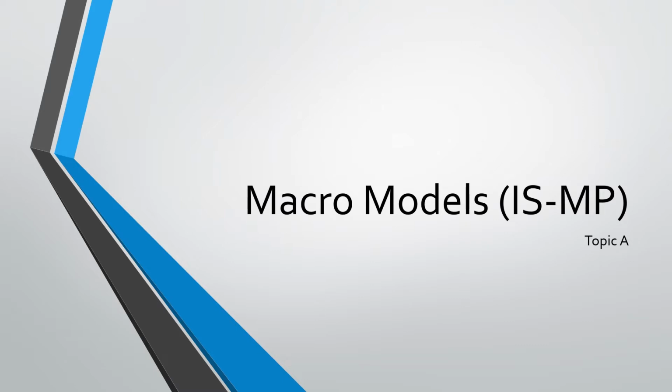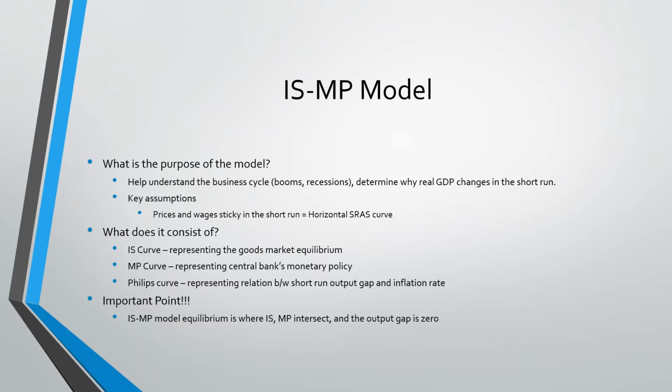Hey guys, we're going to be covering some macroeconomic models today, specifically the IS-MP model, topic A. So, what is the purpose of this model? Essentially, it's to help us understand the business cycle, so the booms and recessions in an economy, and really just determine why the real GDP changes in the short run, so those fluctuations. A key assumption of this, as follows from our classes earlier, is that prices and wages are sticky in the short run. So just a cool note there that the SRAS curve, the short run aggregate supply curve, is horizontal.